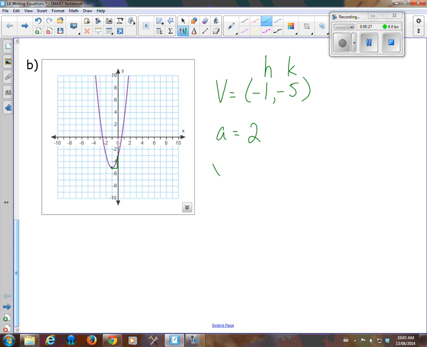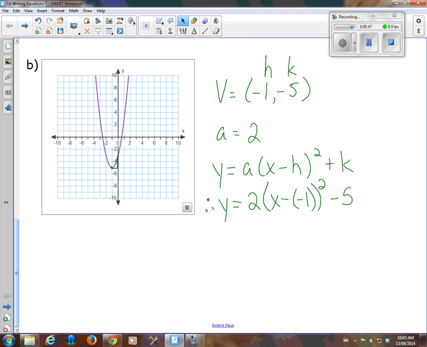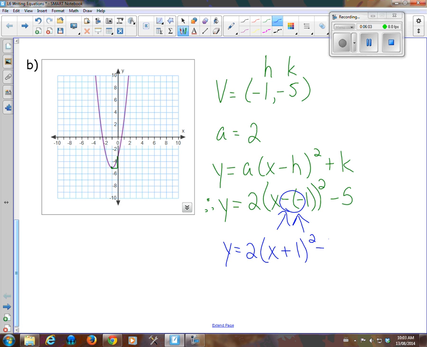So I'm going to fill in my pattern. There's the pattern, a(x minus h) squared plus k. So my equation would be 2 instead of a, x minus h is x minus -1. Be careful with those negatives, and k is -5. Be careful with those negatives because what happens is you're taking away a negative number. And we always remember 2 negatives make a positive. So I actually have 2(x plus 1) squared minus 5.